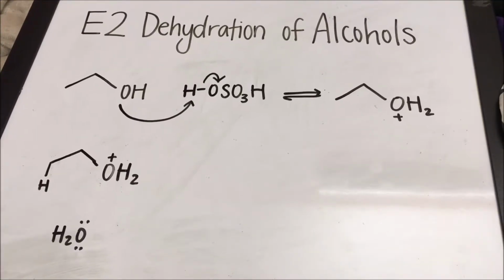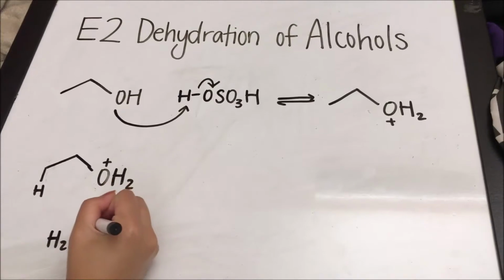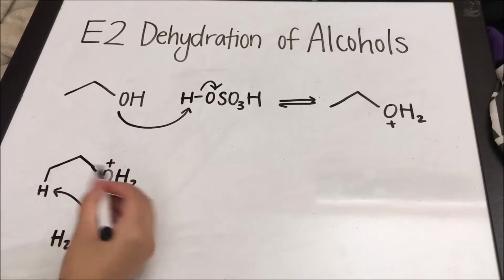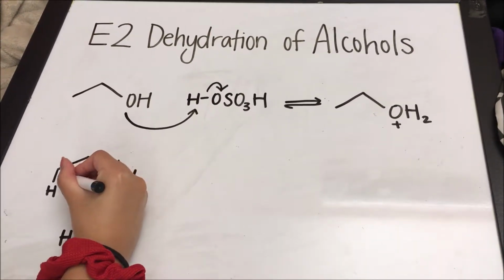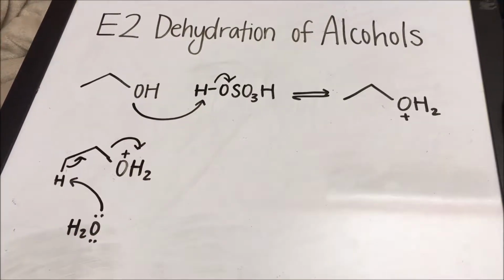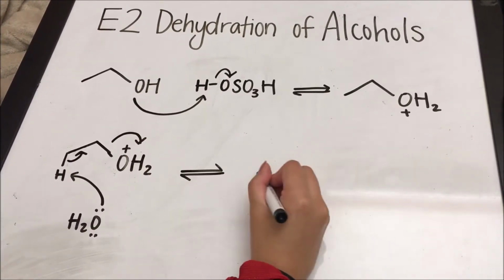The water present in the solution will act as a base and deprotonate the beta hydrogen of the alcohol, and then in one step, the protonated alcohol group will also leave. This will form the desired product.